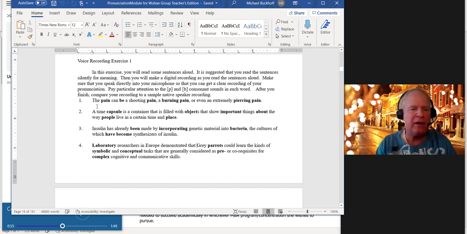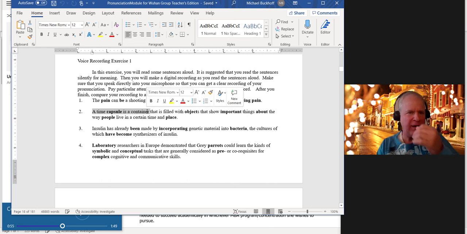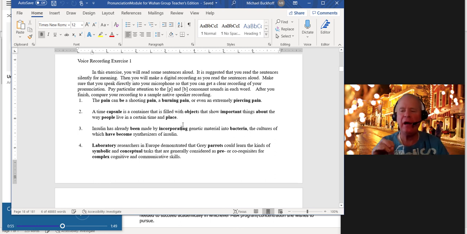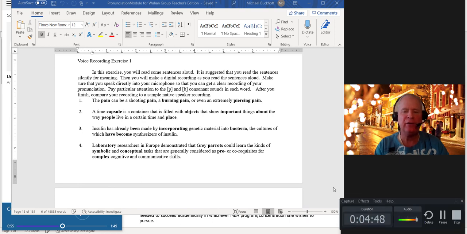What does that sound like? If you look at two, a time capsule is a container that is filled with objects that show important things about the way people live in a certain time and place at the end. So did you notice that right before that, when I said, this is my first thought group here, right? So I have the time capsule is a container that is filled with objects, again, the tone slightly higher, that show important things about the way people live in a certain time and place, and then my tone drops after that. So it's the combination, I think, of the higher and the lower tones that creates that natural sounding intonation you're trying to get when you're doing the TOEFL speaking section of the exam. All right?